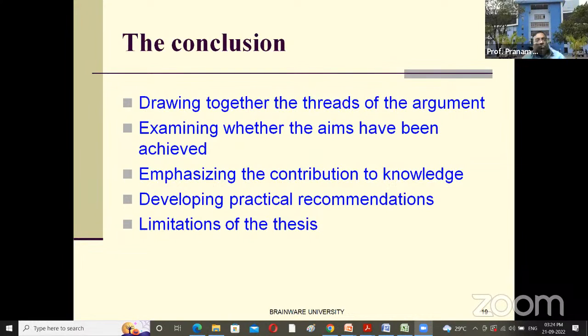Now, while you are writing on the conclusion, you have to draw together the threads of the argument. Now, examine whether the objectives have been achieved.